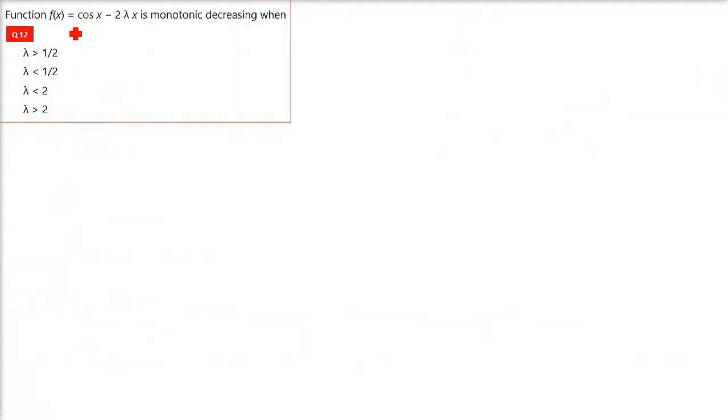Now function f x is equal to cos x minus 2 lambda x is monotonic decreasing when? What does it mean? Decreasing, that is, it is less than 0. So f dash x greater than 0, it is increasing. F dash x less than 0, it is decreasing. F dash x is simply differentiation, so we are differentiating it right now. Cos x is minus sin x, minus 2 lambda x is minus 2 lambda. So this is monotonic decreasing, so it is less than 0.